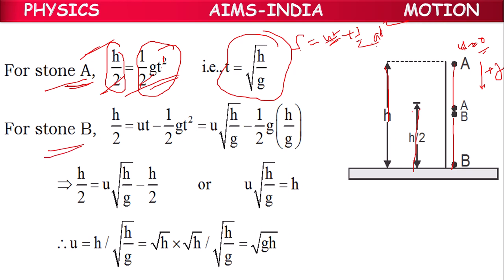For stone B, same formula, S = ut + half at square. But while throwing it up, we have to throw with some velocity u, and it is going up. So the a value is to be taken negative, minus g, because it is going up. So in the ut + half at square formula, u value we will keep, half a value minus g we will keep, minus half g t square it will become. So the distance is h by 2.